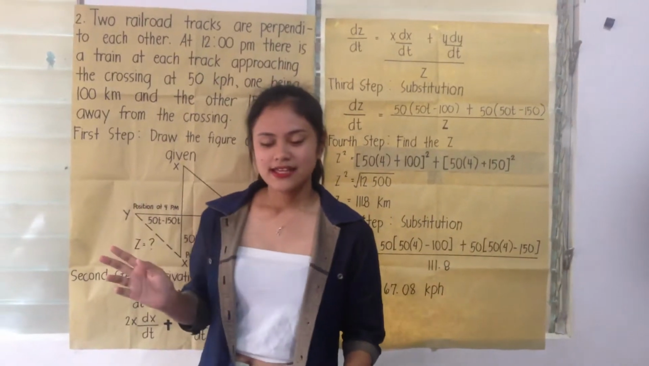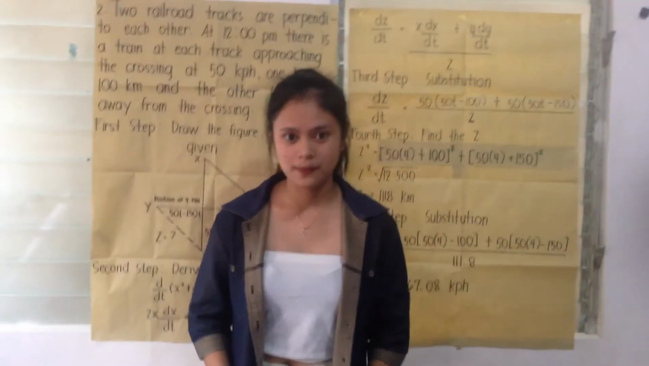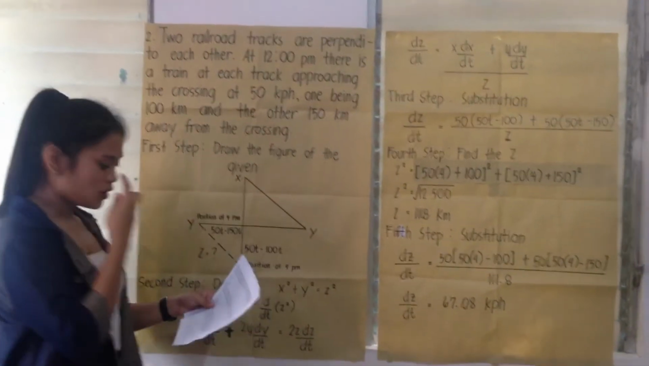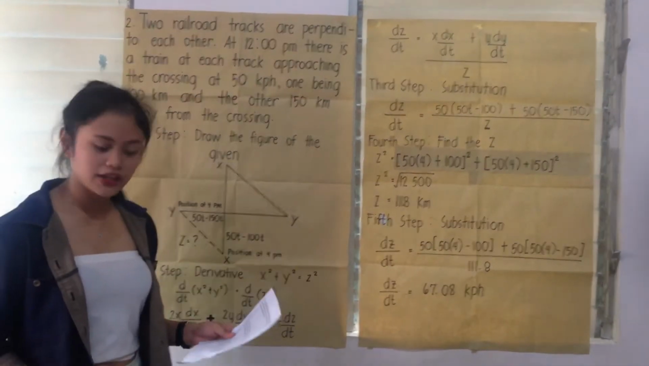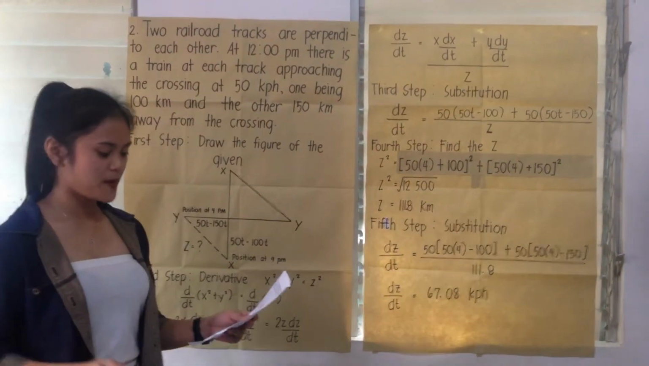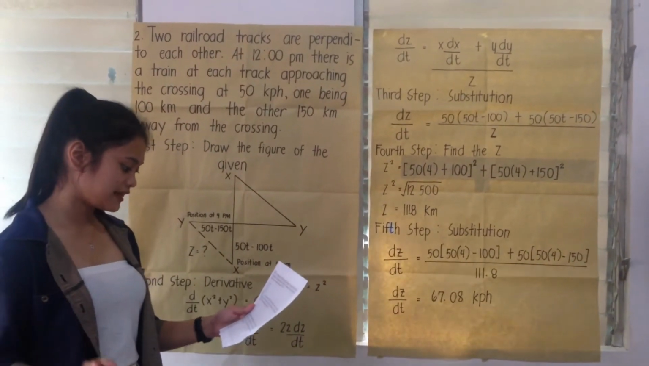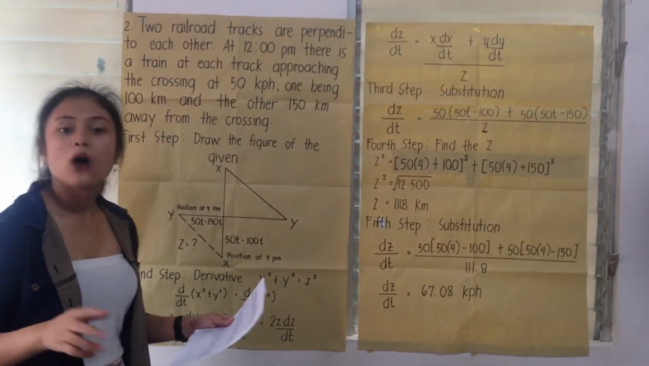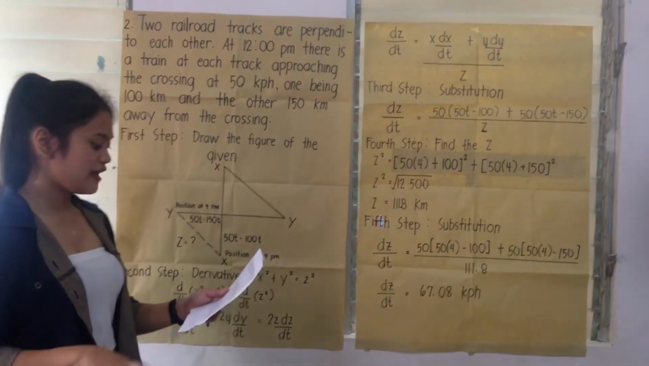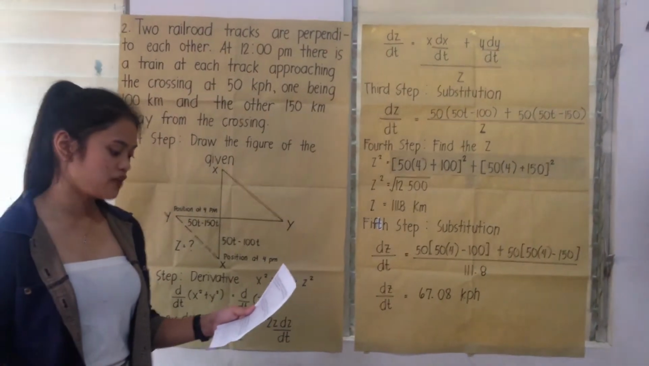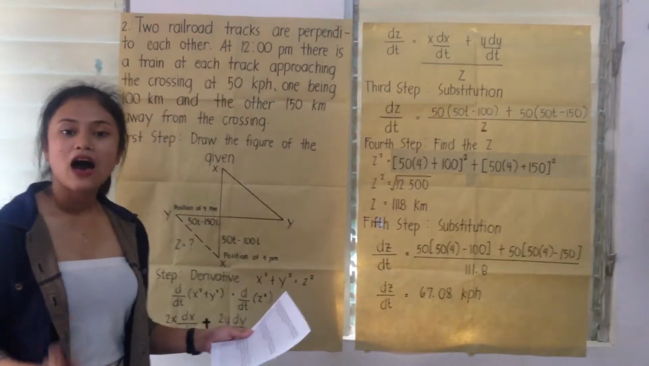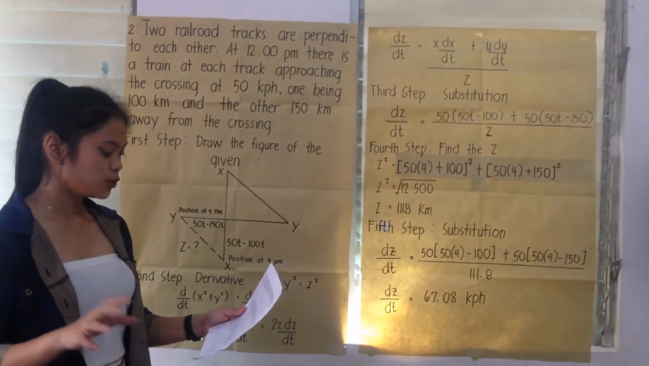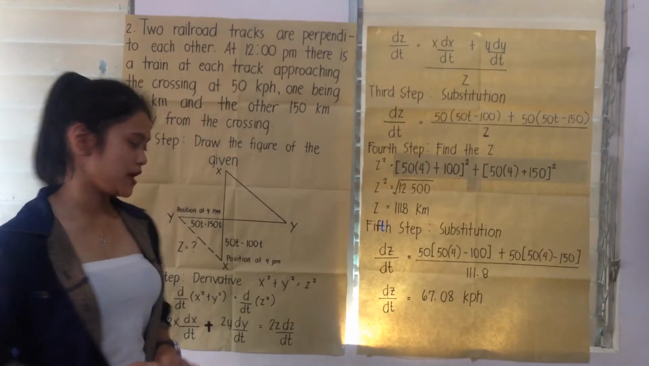So here is the second example of our problem, and we are going to answer this. Number 2. Two railroad tracks are perpendicular to each other. At 12 p.m., there is a train at each track approaching the crossing at 50 km per hour, one being 100 km and the other 150 km away from the crossing. How fast in kilometers per hour is the distance between two trains changing at 4 p.m.?